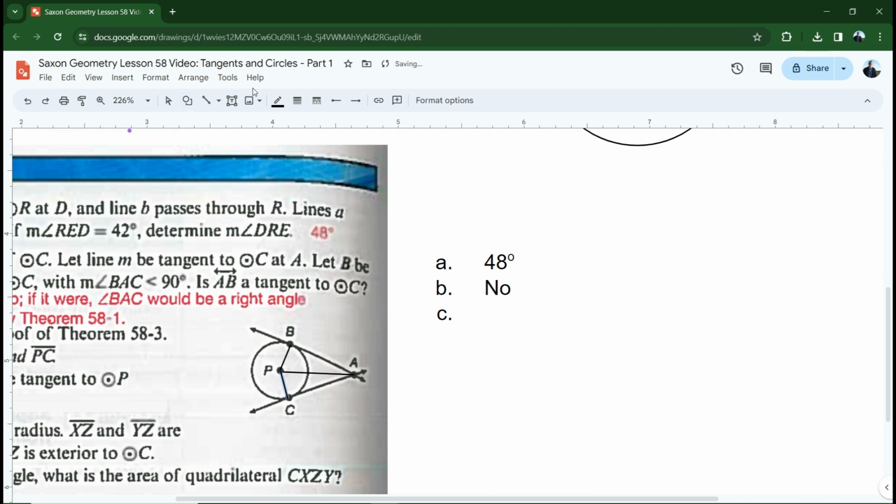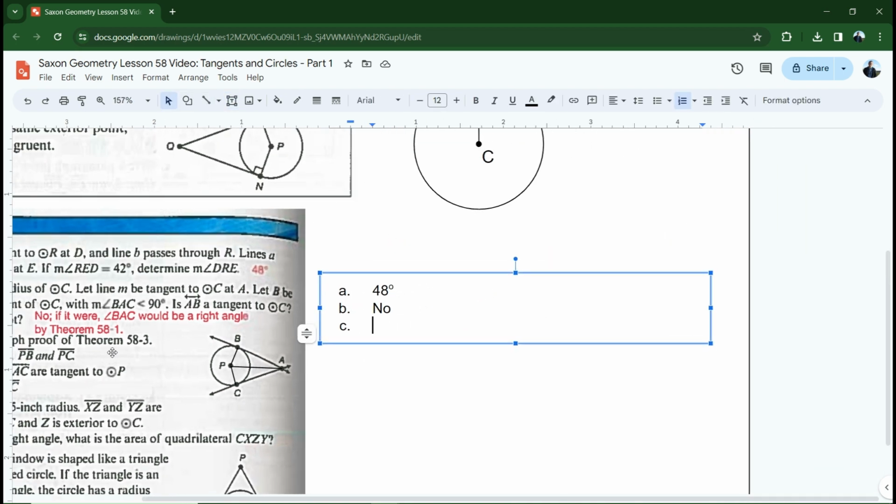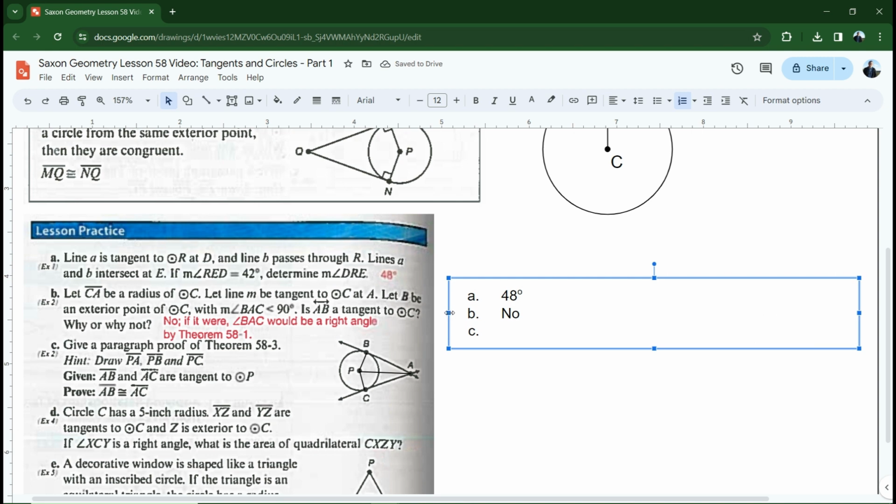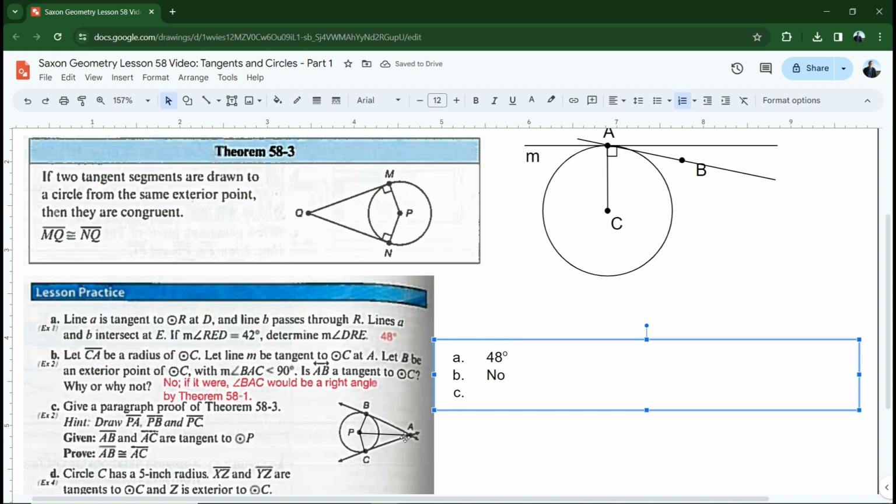Okay, we're going to write our paragraph proof over here. Let's go inside this one and pull this out to the edge of the page because we're going to need lots of room. Give a paragraph proof of theorem 58.3, which says that I have to prove that AB is congruent to AC. If I can prove that these two little triangles I've drawn are congruent, then I can prove that AB is congruent to AC. So that gives me somewhere to start.